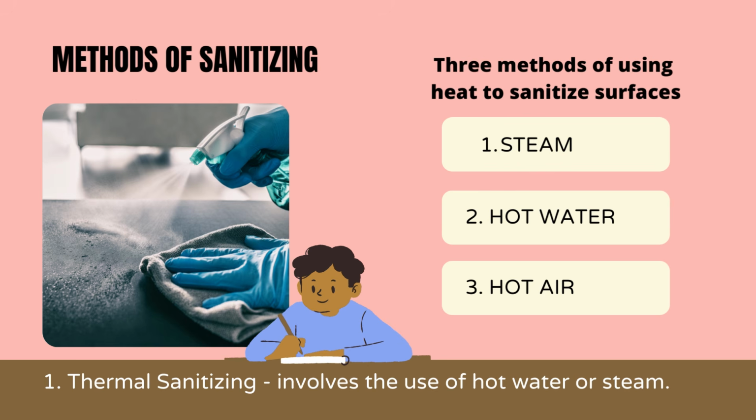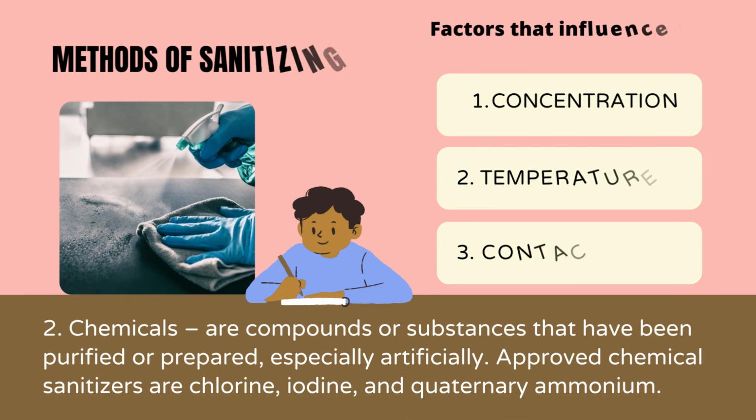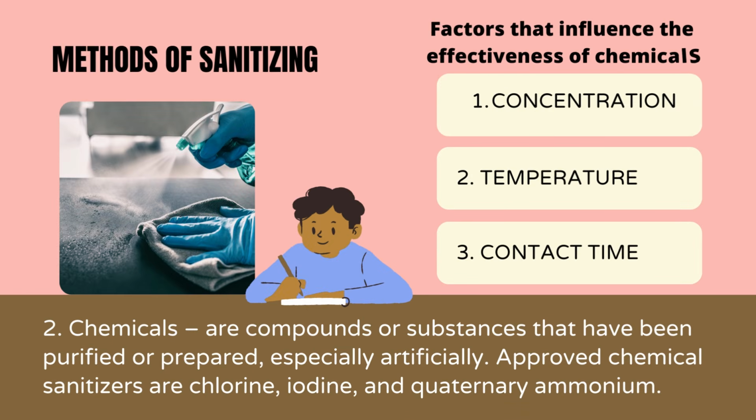The 3 methods of using heat to sanitize surfaces are through steam, pwedeng hot water, or hot air. The next one is chemical sanitizing. So, meron tayong mga equipment or surfaces sa kitchen na hindi kakayanin ng thermal sanitizing lang para masabi nating malinis or na-sanitize na or germ-free. So, gagamitin natin sila ng method na chemical sanitizing.